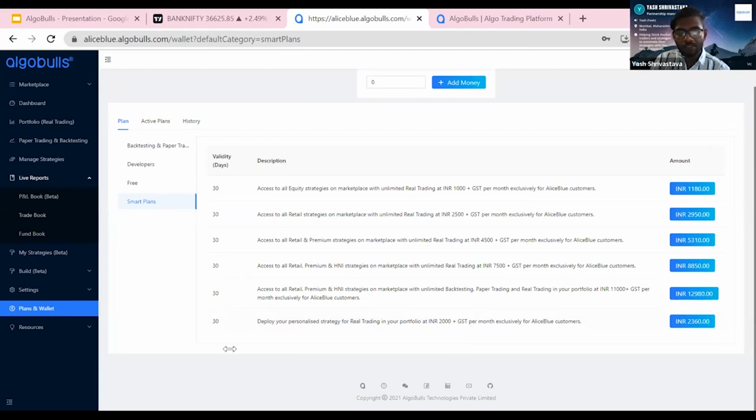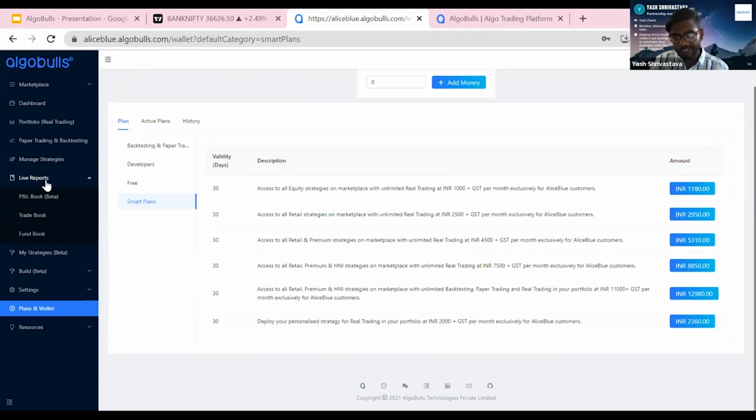Talking about ROI, it is shown without brokerage, and we are developing a model which will show you ROI after the brokerage part. So we are working on that, Mr. Ramesh.